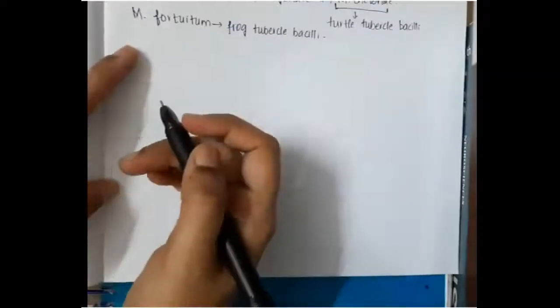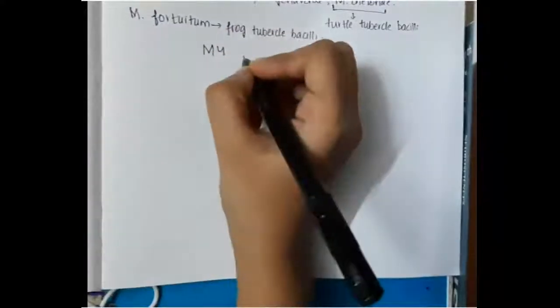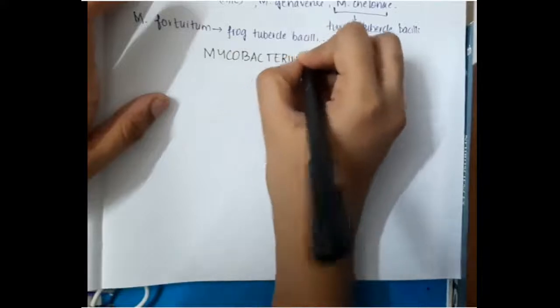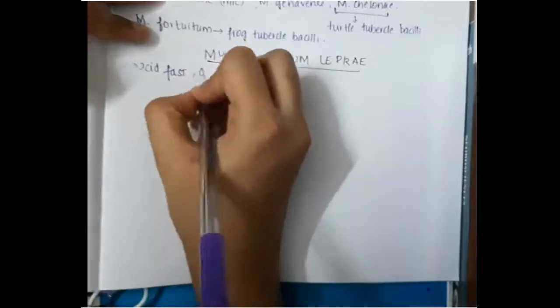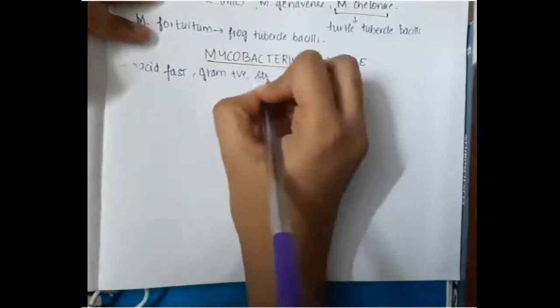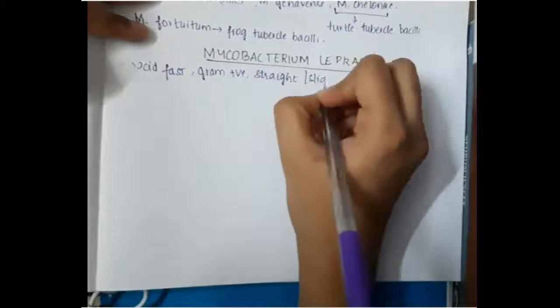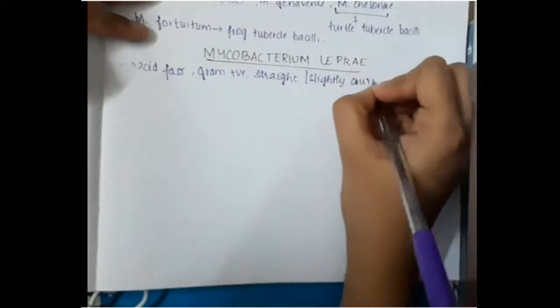Hello friends, let us now learn some important points about the disease leprosy. Leprosy is mainly caused by the organism Mycobacterium leprae. Mycobacterium leprae is an acid-fast, gram-positive bacteria which is straight to slightly curved rods.